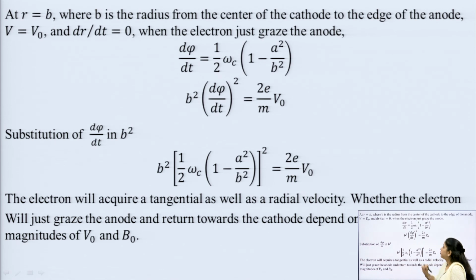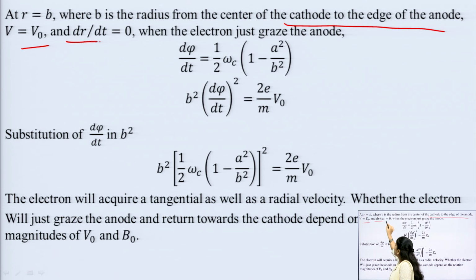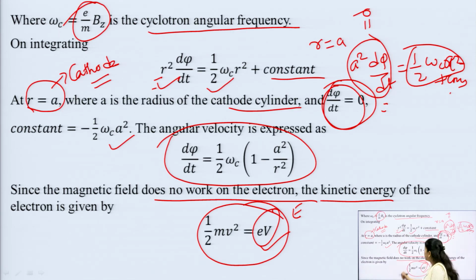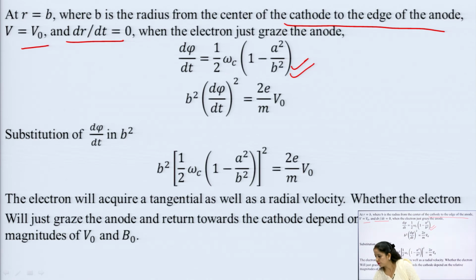and in this case when r is equal to b, where b is the radius from the center of the cathode to the edge of the anode, and in this case when V is equal to V naught and dr by dt is equal to 0. So, on substituting, what are we getting? We are getting this value, because what we are having is d phi by dt equal to 1 by 2 omega c (1 minus a square over b square). Now, rearranging it, we have the value of this.